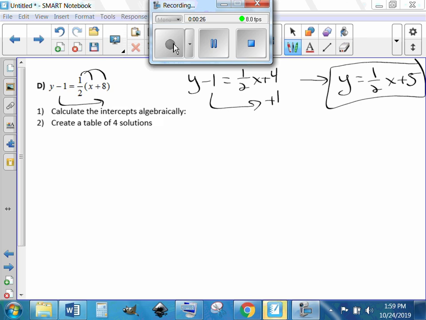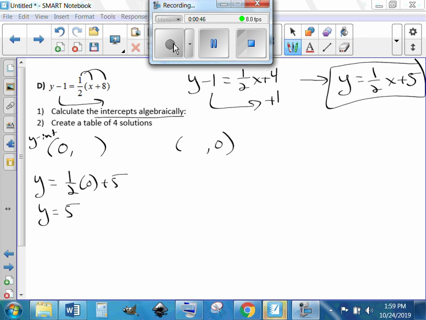So calculate the intercepts algebraically. Those are those zeros: 0 for the x, and then separately 0 for the y. So for the y-intercept, I'm going to plug 0 in for x. So y equals 1/2 times 0 plus 5. So y equals 5.